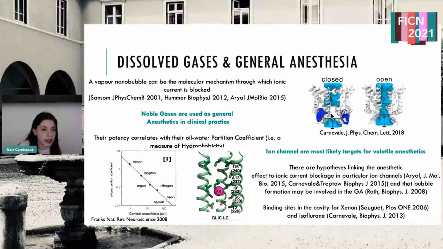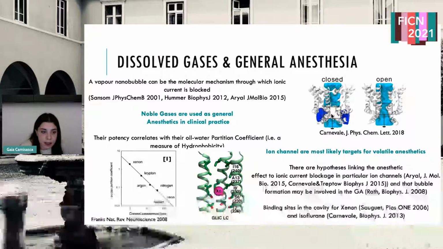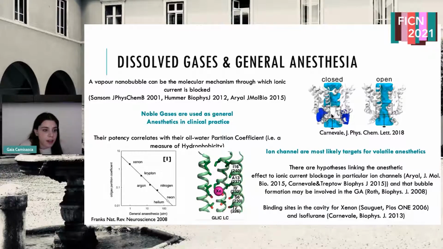In this context, we can think about general anesthesia, and in particular noble gases, which do show an anesthetic effect. Ion channels, besides, are most likely targets for volatile anesthetics, and in the literature hypotheses have been posed which relate the potency of anesthetics with the blocking of ionic currents through the membrane, as well as hypotheses regarding the involvement of a bubble formation inside a channel as one among the many possible mechanisms of anesthetic action.